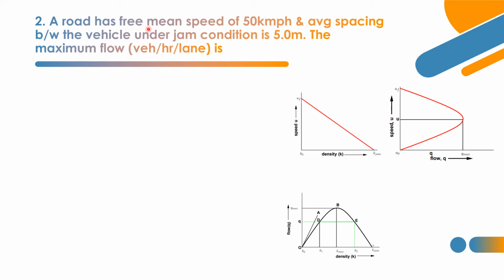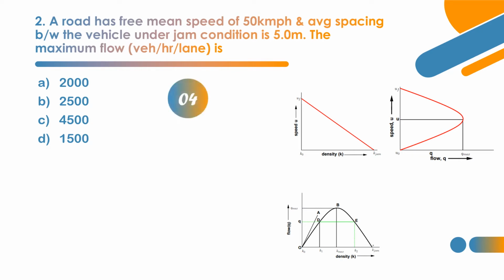A road has a free mean speed of 50 km per hour and an average spacing between vehicles under jam condition, meaning under full traffic, of 5 meters. We have to find the maximum flow in terms of vehicles per hour per lane. So how to calculate that? By using Greenshields' model, or Greenshields' macroscopic analysis, we can find the answer for this question. For the options, pause this video and calculate using Greenshields' macroscopic model to get the answer for maximum flow in terms of vehicles per hour per lane.